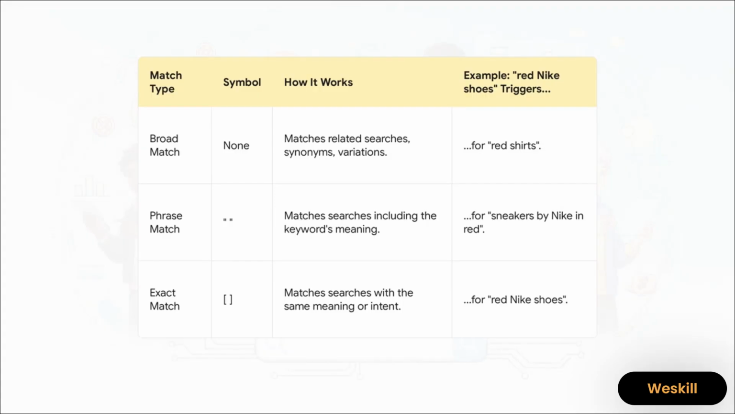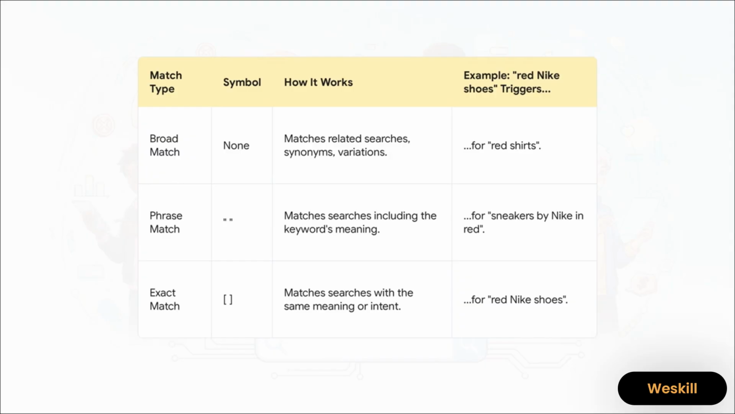And this chart just lays it all out beautifully. So up top, you've got broad match. That's your giant net. Notice there are no symbols, no restrictions. You bid on red Nike shoes, and boom, you're showing up for red shirts. You get massive reach, but practically zero control. Then in the middle, you have phrase match, which you signal with quotation marks. Now, this requires the meaning of your keyword to be in the search. So something like sneakers by Nike in red could trigger your ad. This is a fantastic balance. And finally, at the bottom, there's exact match, which you put in brackets. This is your spear. It only targets searches with the exact same meaning, giving you total control, but with a much narrower reach.